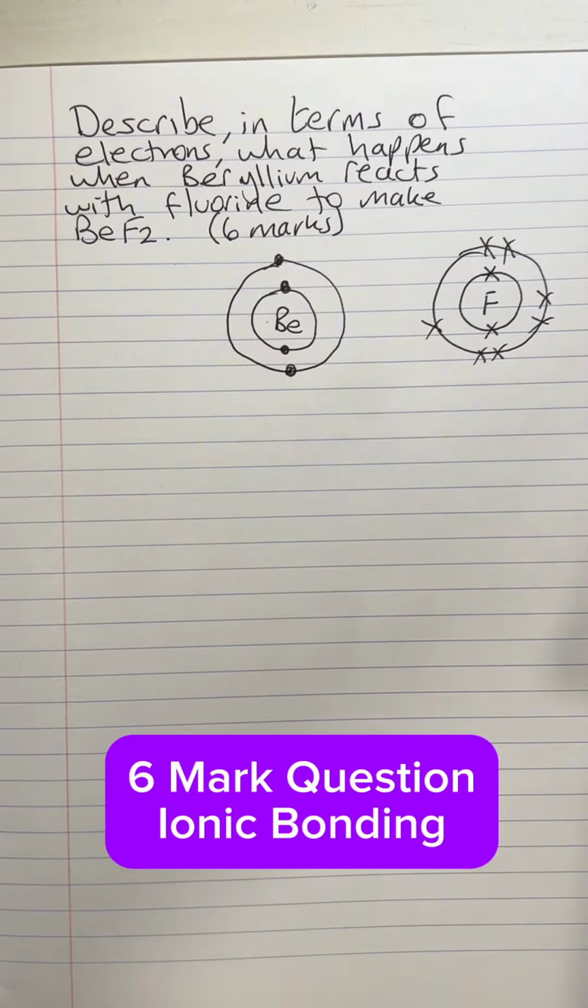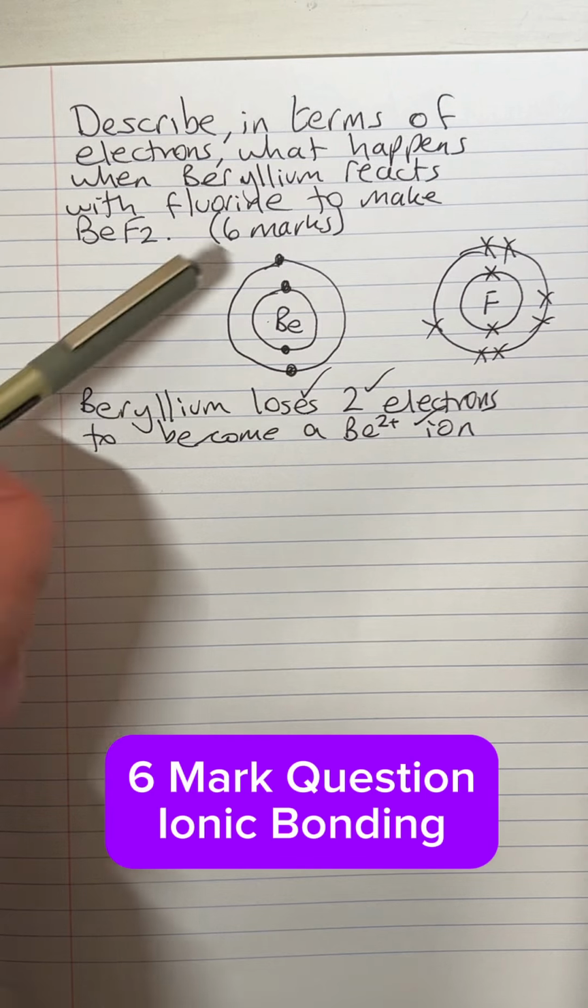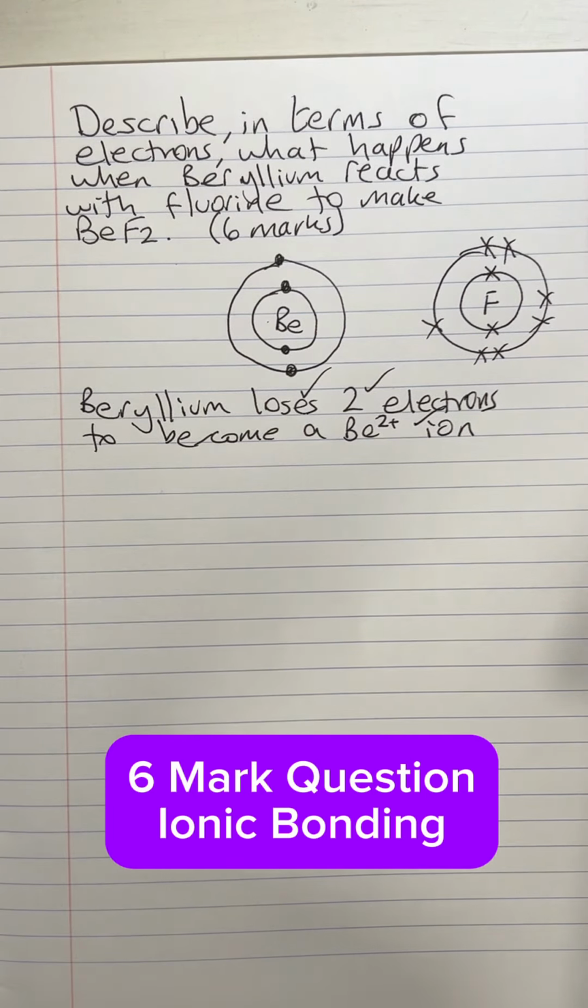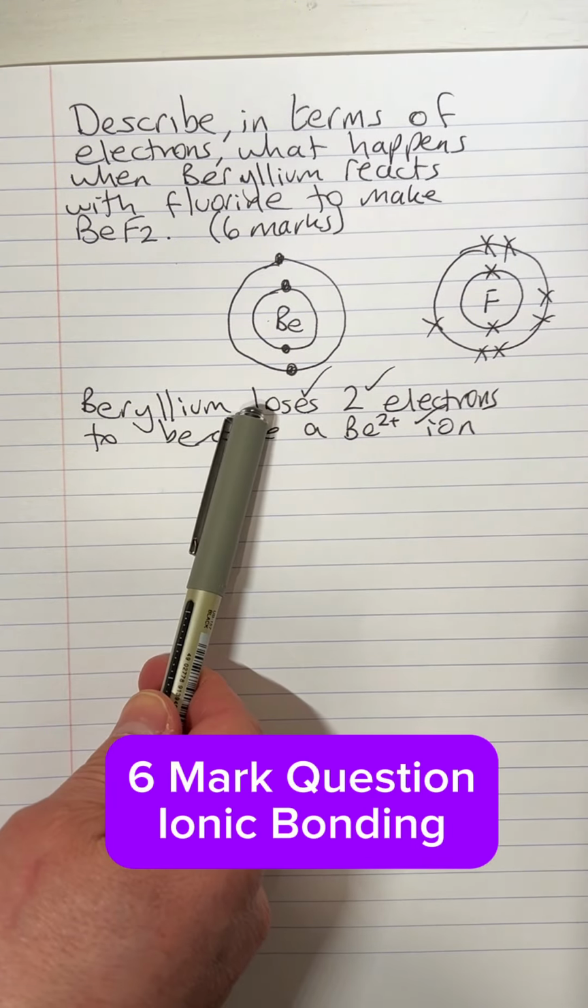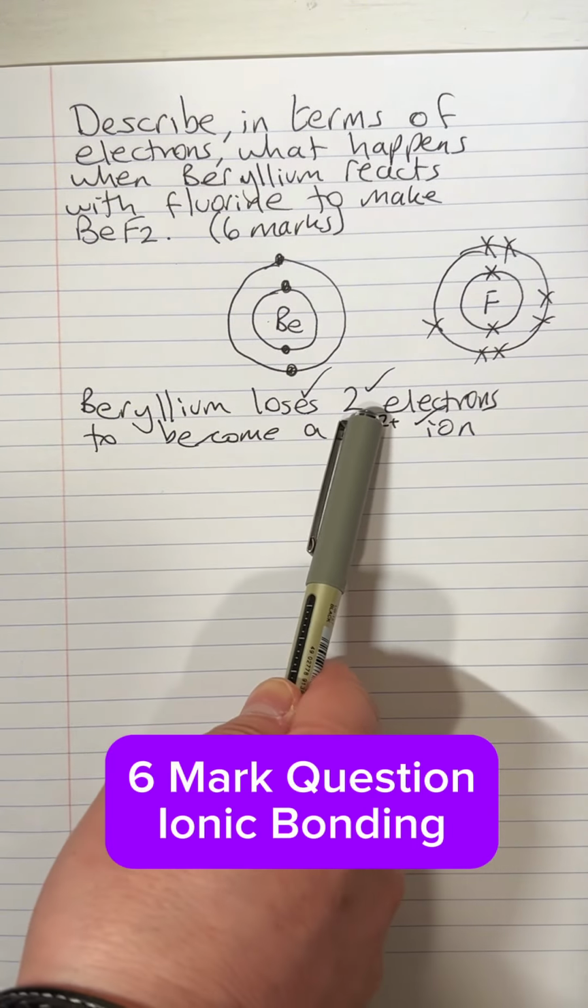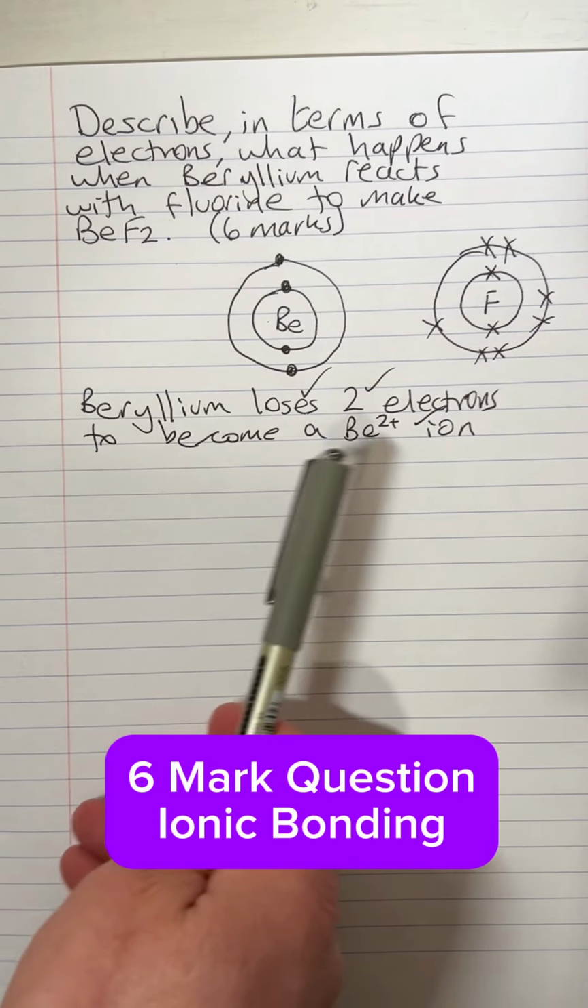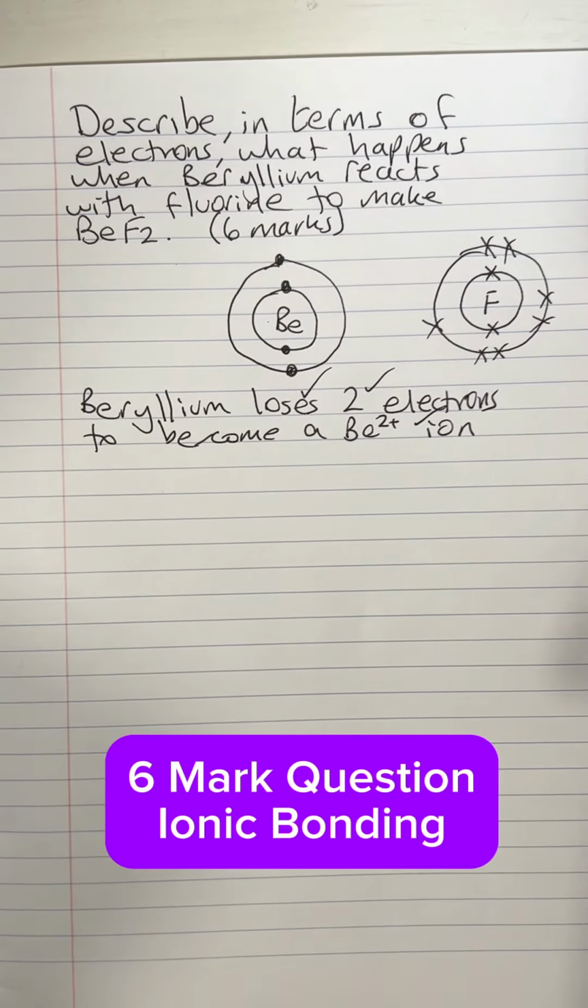My best piece of advice is to draw out one atom of each, and then you can really see what's going on. So then we can say that beryllium loses 2 electrons to become a Be2+ ion, and so far that can get you 3 marks. 1 mark for saying loses electrons, 1 mark for saying how many, 2 in this case, and another mark for saying the type of ion that they turn into.